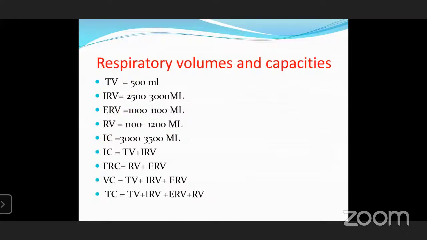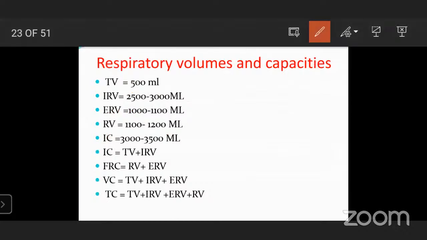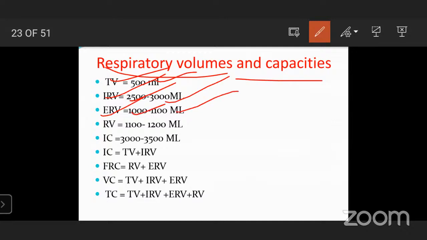Whenever you observe the respiratory volumes and capacities: TV 500 ml, IRV 2500 to 3000 ml, ERV 1000 to 1100, RV 1100 to 1200, IC 3000 to 3500 ml. So here these are very important capacities.